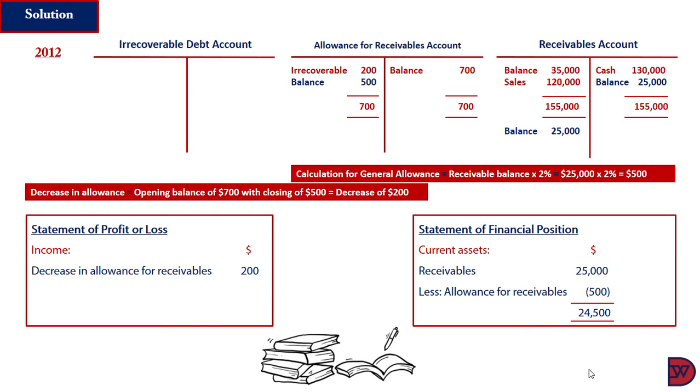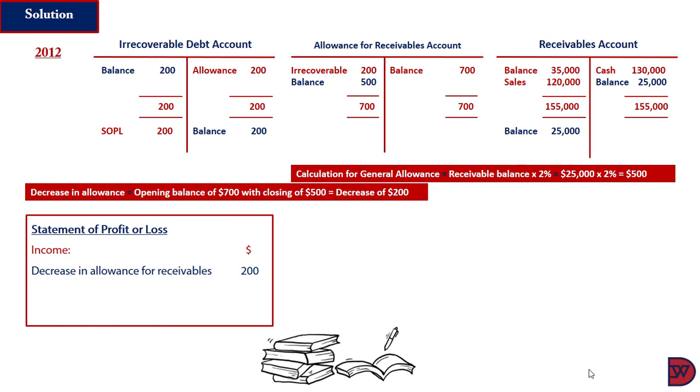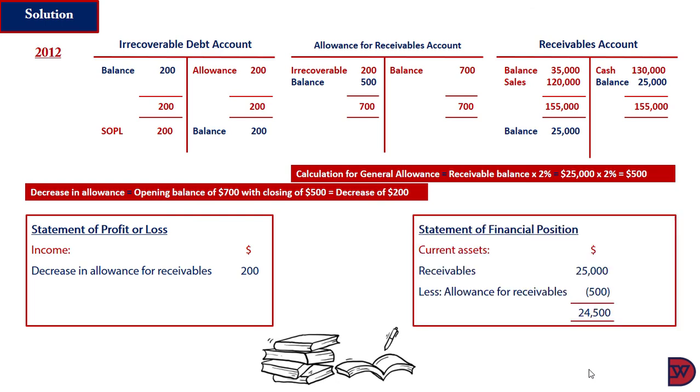Then we send it to the income statement. Because it is a decrease, it will not be on the debit side. It will come to the credit side. So when we come to the income statement, we put income there. Then we put decrease in allowance for receivables as $200. We now come to the statement of financial position. Then bring the receivables balance, $25,000, there. Then we less it with the allowance balance.